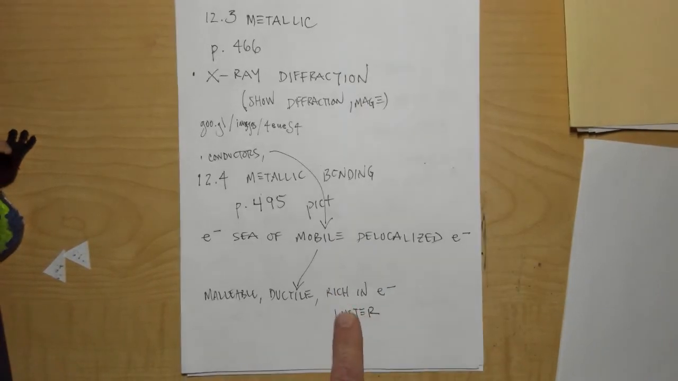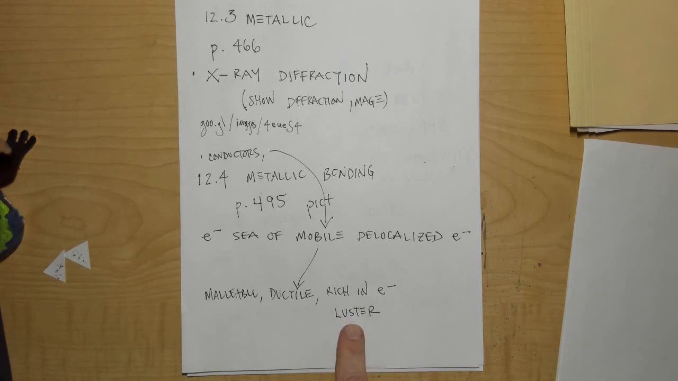The shininess is because the electrons, when struck by light, bounce back at you. And this is called luster. Turn to your neighbor and say luster 3 times fast. Ready?